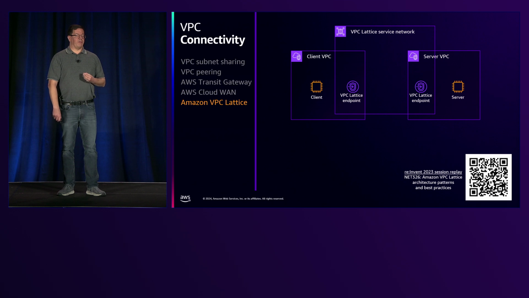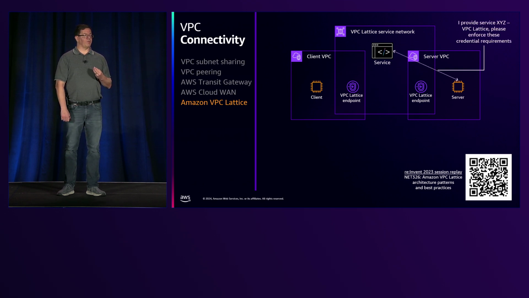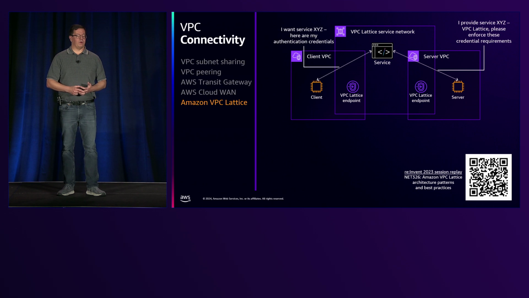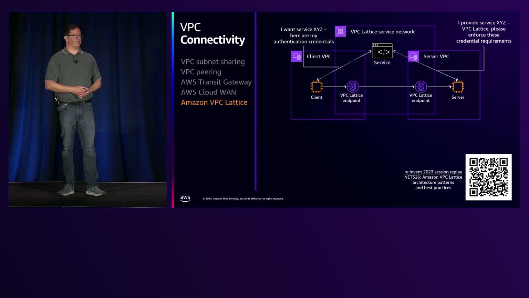We then deploy Lattice endpoints into each of these VPCs. Now I don't need transit gateway or anything else, because now what can happen is a server will register with Lattice. It says, hey, I'm providing service logging, authentication, lolcats, whatever it is that you want to put out there. And it'll also say, hey, Lattice, please enforce these authentication requirements, which it will do. Clients will then go through and say, hey, I need service XYZ. Here's my authentication credentials. And Lattice will accept that request and allow that traffic to go through.